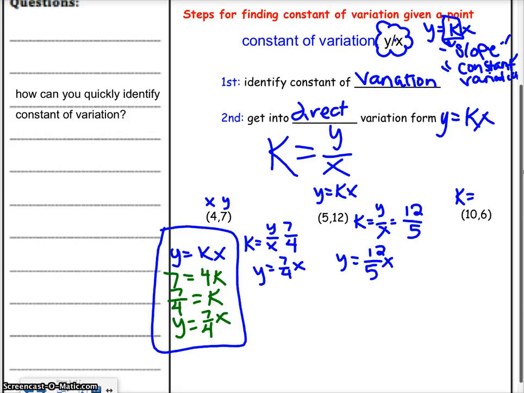Okay, what's y? Tell me, what's y? 6. Over what's x? 10. Okay, 3 over 5? Yep. So y equals 3 over 5x.